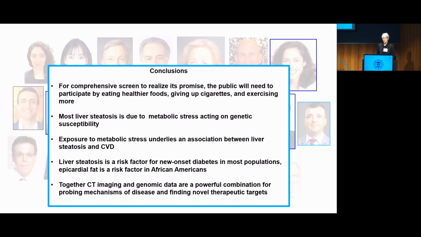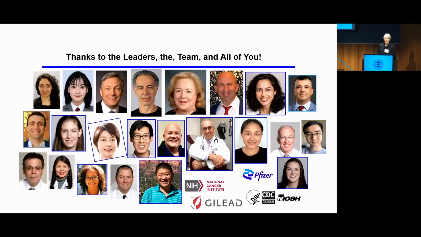Most liver steatosis is due to metabolic stress, which acts on genetic susceptibility. Exposure to metabolic stress underlies the association between liver steatosis and cardiovascular disease. Liver steatosis is a risk factor for new onset diabetes in most populations, but epicardial fat is the most significant imaging risk factor in African Americans. And together, CT imaging and genomic data are a powerful combination for probing both the mechanisms of disease and finding novel therapeutic targets.